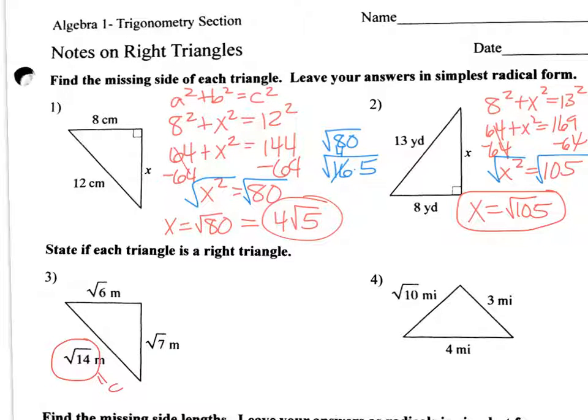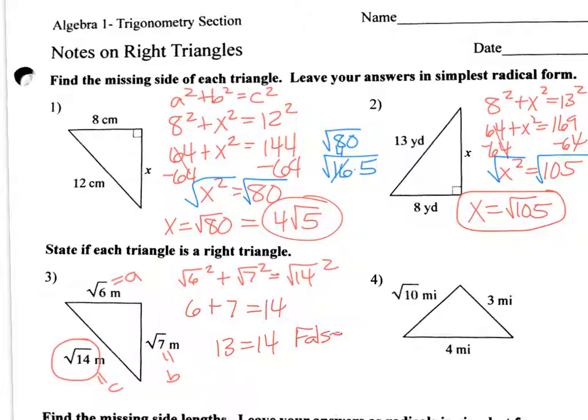So potentially this could be our c. Now I don't know for sure until I plug it into the formula, but the longest side is always going to be the hypotenuse. Again, it doesn't matter which one you label as a, which one is b, as long as they're the two shorter ones. So I have a squared plus b squared equals c squared. Now, what happens when you square a square root? Remember, those cancel, so I get 6 plus 7 equals 14. 13 equals 14. Now, that is a false statement. That is not true. So what's that mean? This is not a right triangle.